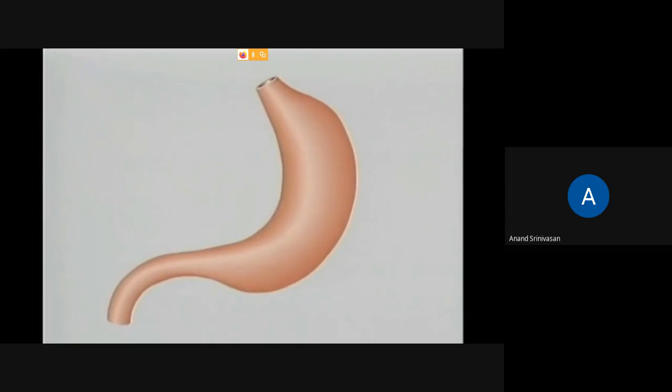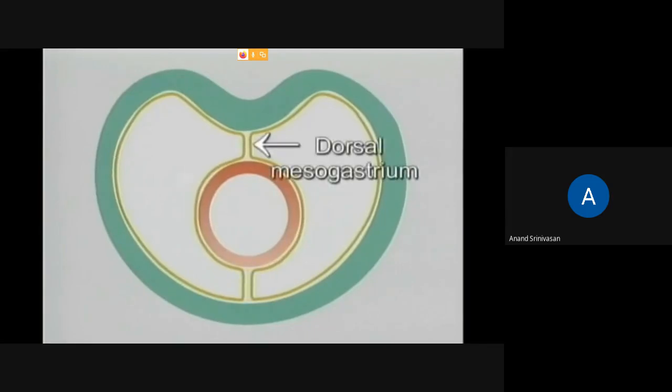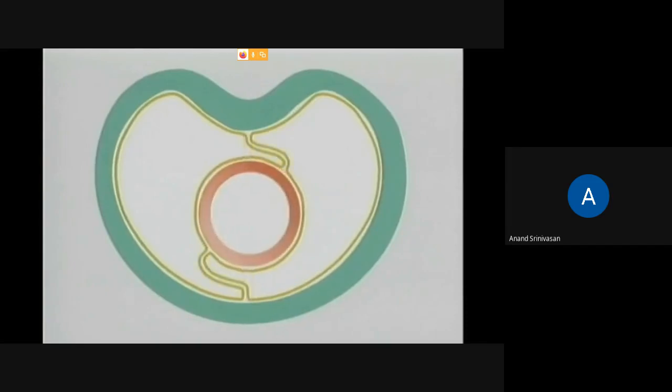The foregut is different from the rest of the GI tract. The hindgut and midgut are attached to the body wall by a double fold of peritoneum only along the back. The foregut is attached also at the front. Its two attachments are the dorsal mesogastrium behind and the ventral mesogastrium in front. As the foregut rotates, the dorsal and ventral mesogastrium rotate with it.